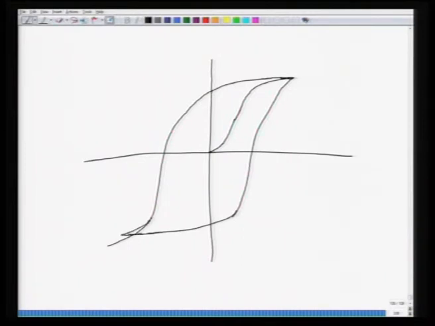So, this is what it is going to be like. This is going to be your saturation polarization PS, this is your remnant polarization PR, again minus PS, minus PR, and these are called, as we know, coercive fields EC and minus EC, and this is the polarization axis and this is the electric field axis.